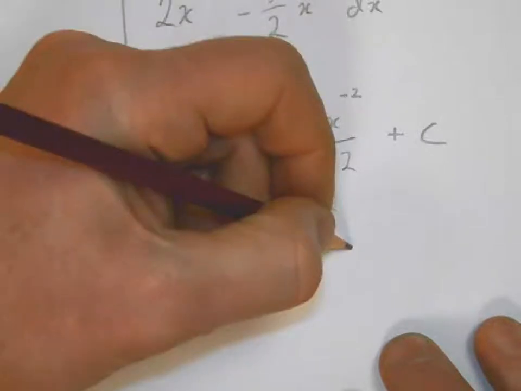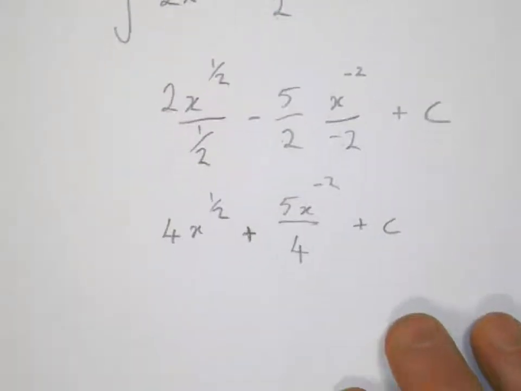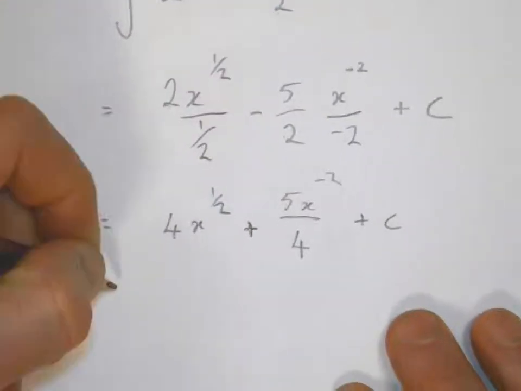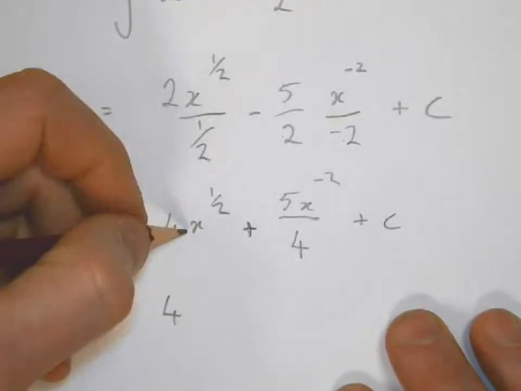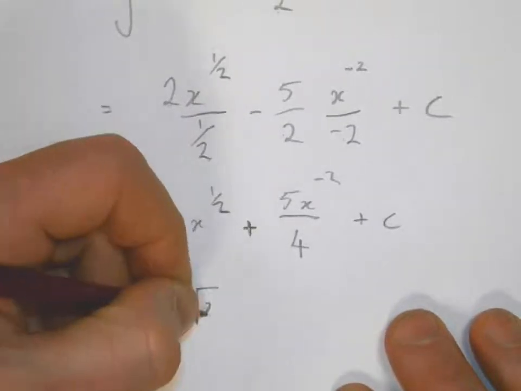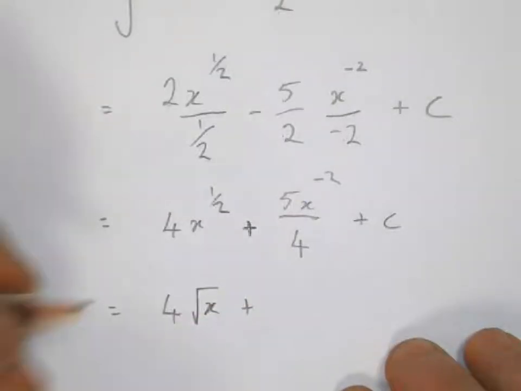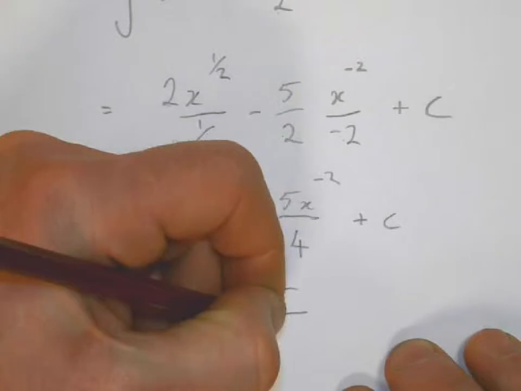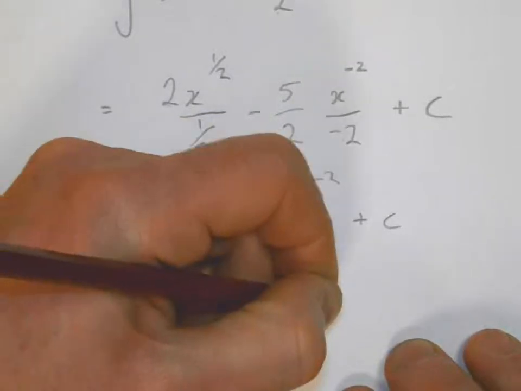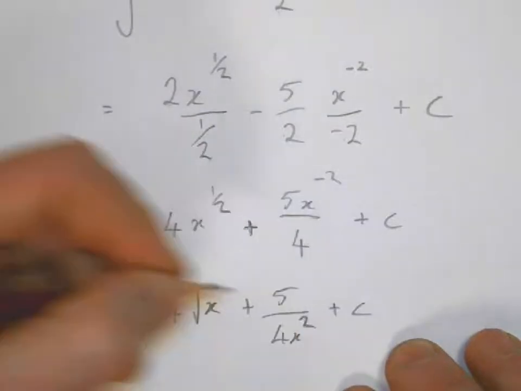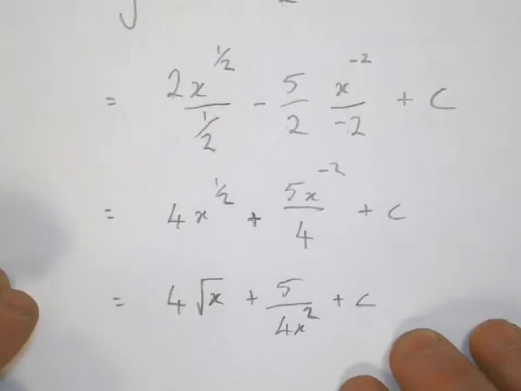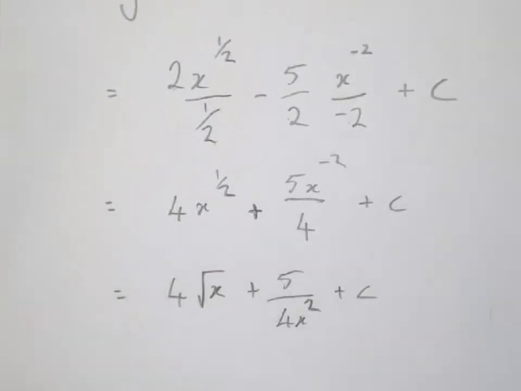And then just to finish it off, to make it look all nice and neat, I can change the x to the power of a half as the root of x, and I can also pop this x to the -2 down onto the bottom, and end up with 4 root x plus 5 over 4x squared plus c. Okay, so that's how you integrate a more complicated expression.